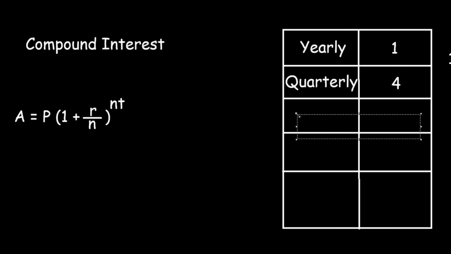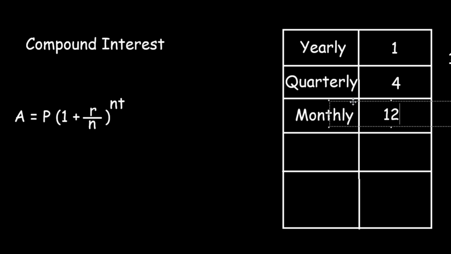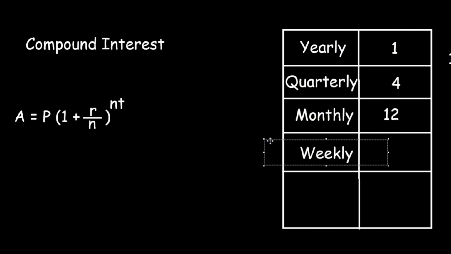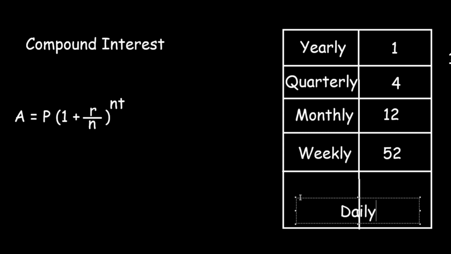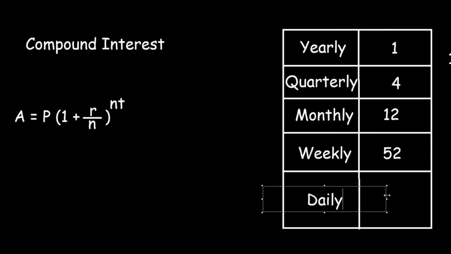Now, if we compound this monthly, since there are 12 months in a year, we're compounding our money 12 times. Then we have our weekly. Since there are 52 weeks in a year, we're going to be compounding our money 52 times. Afterwards, we finally have our daily. Since there are 365 days in a year, we will be compounding our money 365 times.